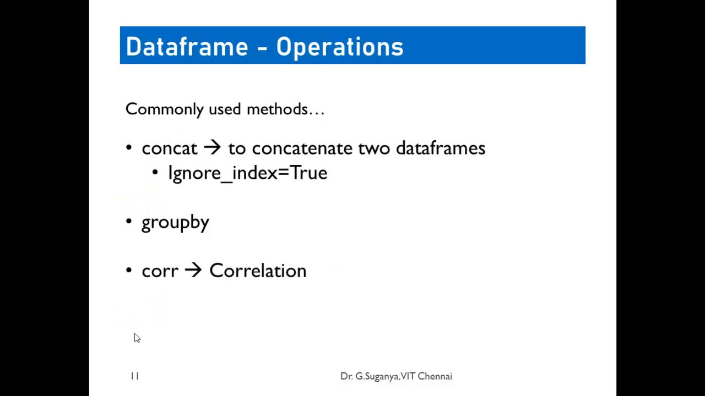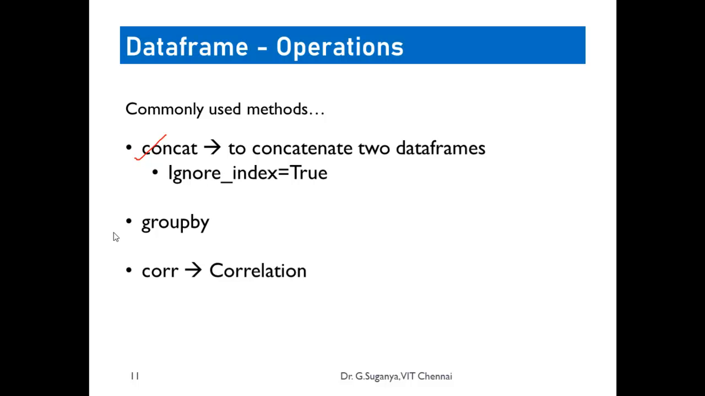And if you want to concatenate two data frames, that is also possible. You just have to use the concat command. So df dot concat of df1. The content of df1 will be appended to df. If you give ignore index equal to true, then without considering the index of df and df1, both will get appended. Otherwise it will check for the index mapping also.